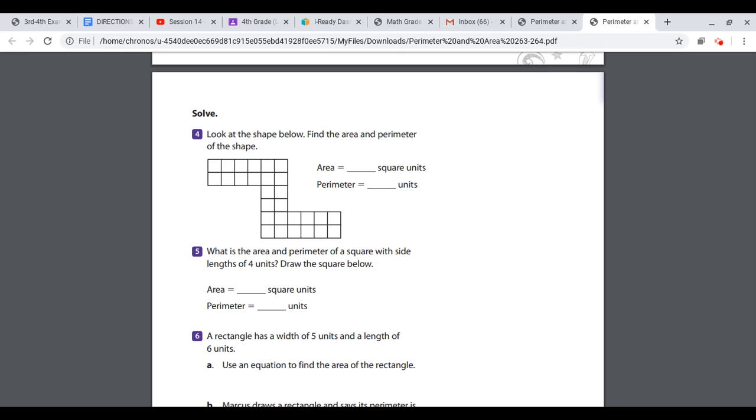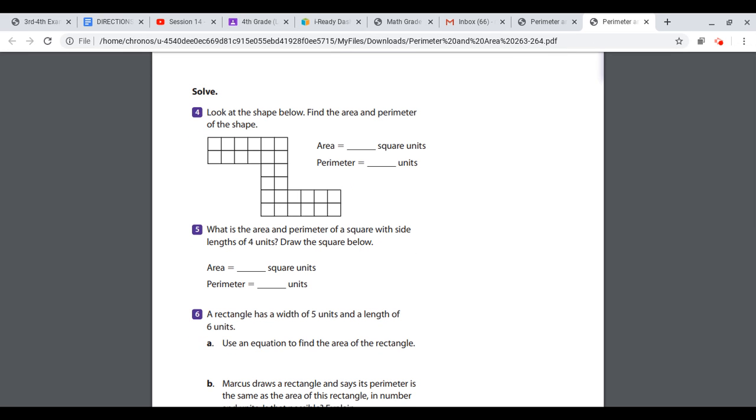5. What is the area and perimeter of a square with side lengths of 4 units? Now, if you remember a square has the same length and width, or base times height. So if one side is 4, then all the sides are going to be 4. So you need to draw the square and find the area of that.